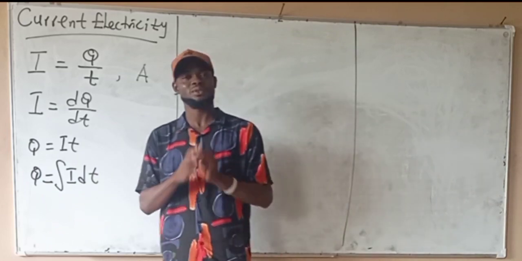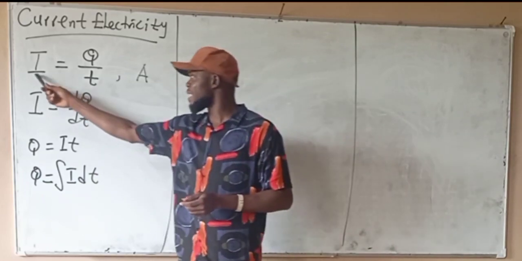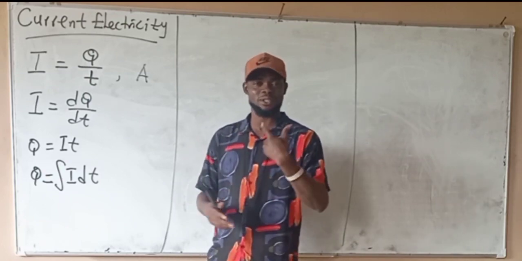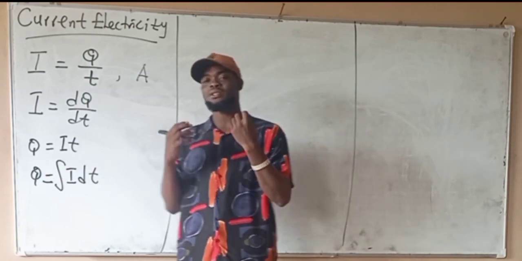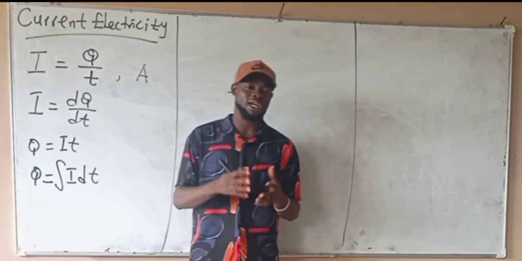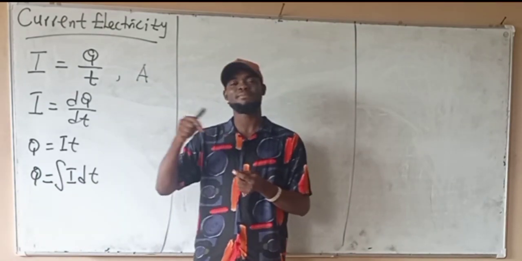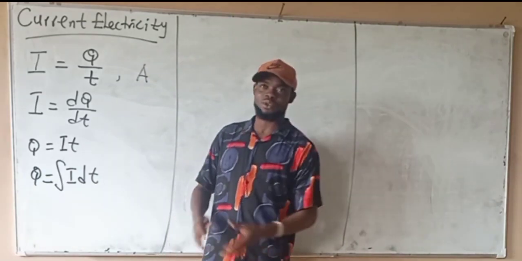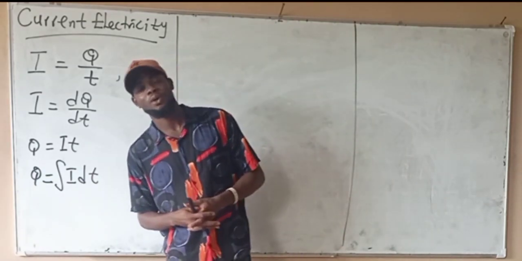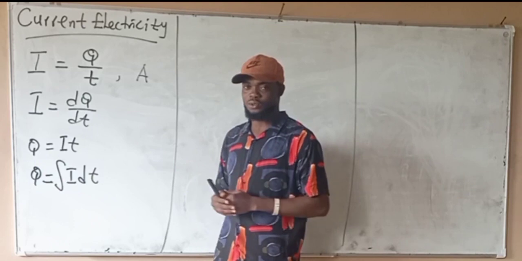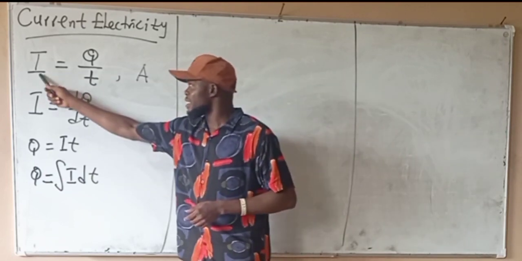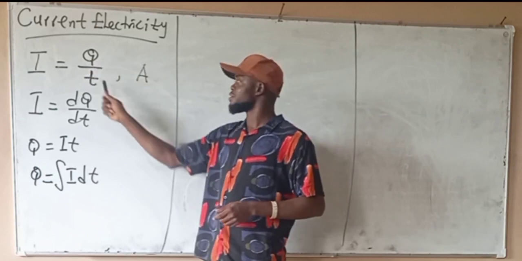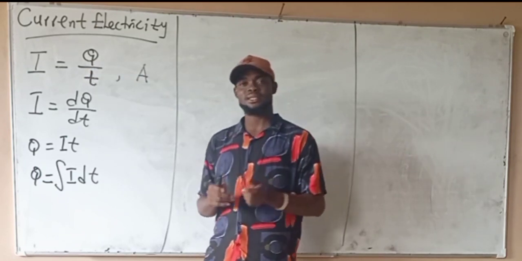And mathematically, if you want to define current, I will be equal to charge over time. That is charge per unit time. We can ask: what is the charge per unit time of a conductor? The charge per unit time of a conductor is called current in that conductor. Now, we said I, which is the current, is equal to Q over T. Now, Q is charge, T is time.